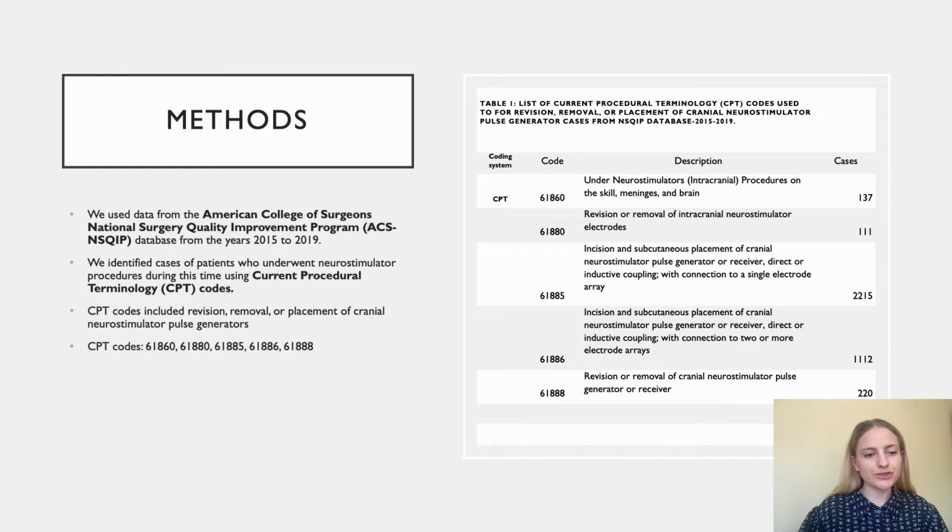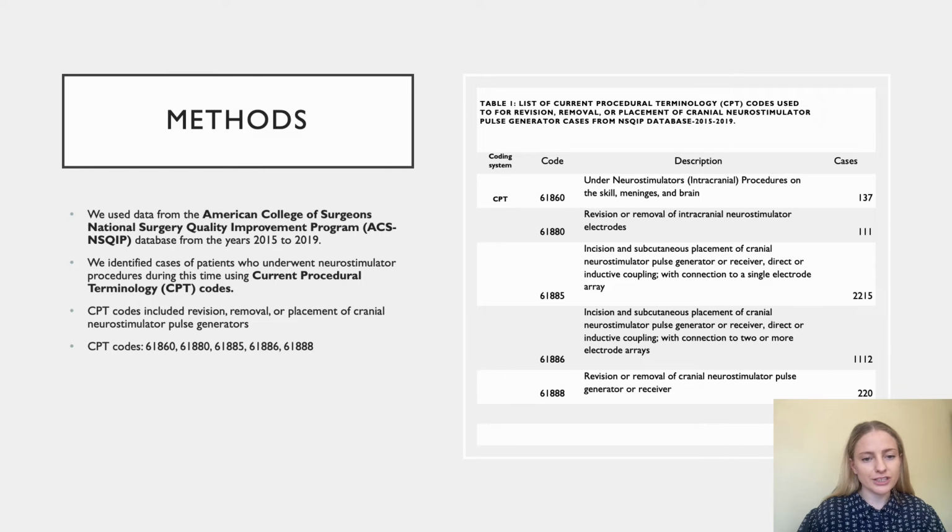So our methods: we used the American College of Surgeons National Surgery Quality Improvement Program, or ACS NSQIP. We used the database from the years 2015 to 2019, and we identified cases of patients who had undergone neurostimulator procedures during this time using current procedural terminology codes, or CPT codes. And we included the following codes.